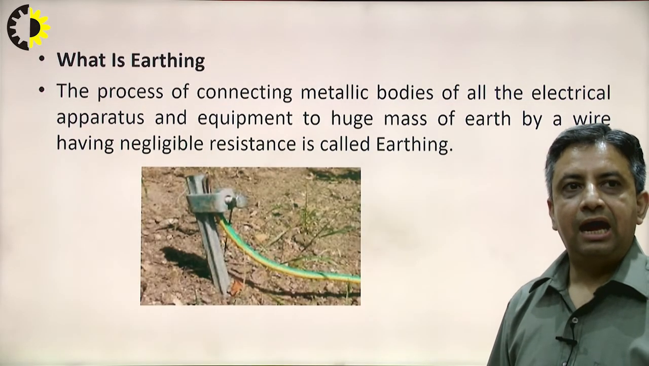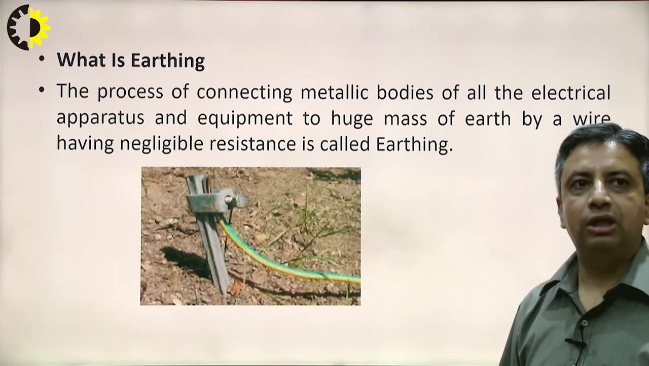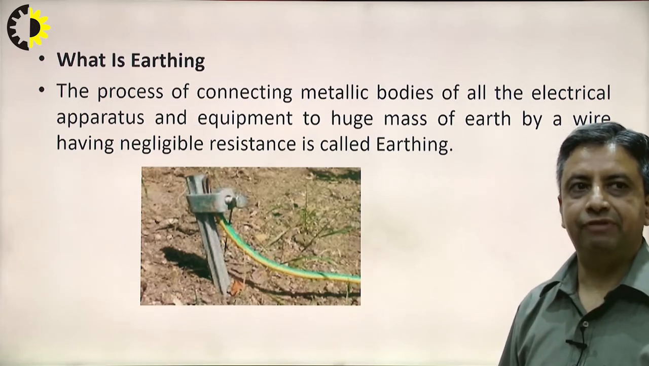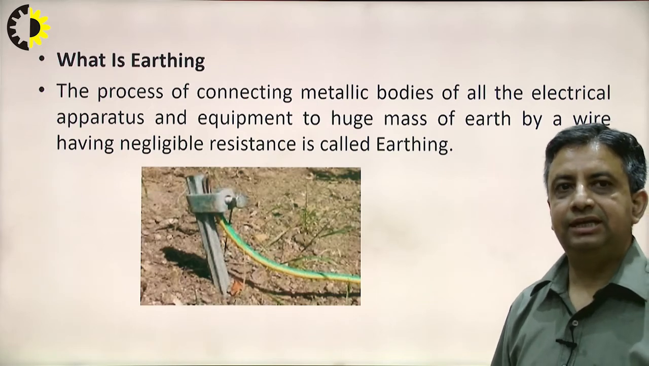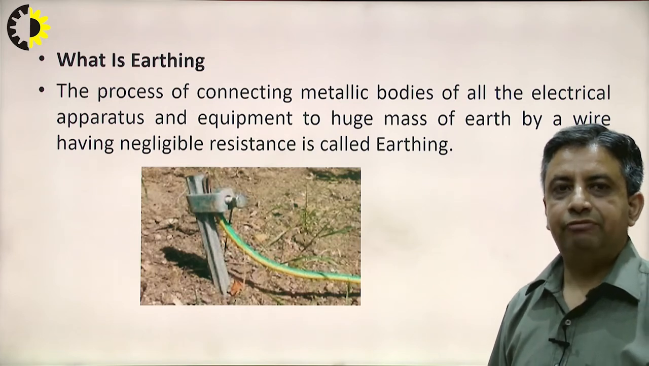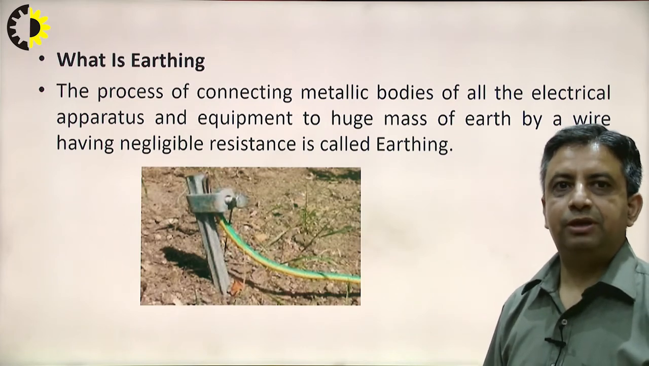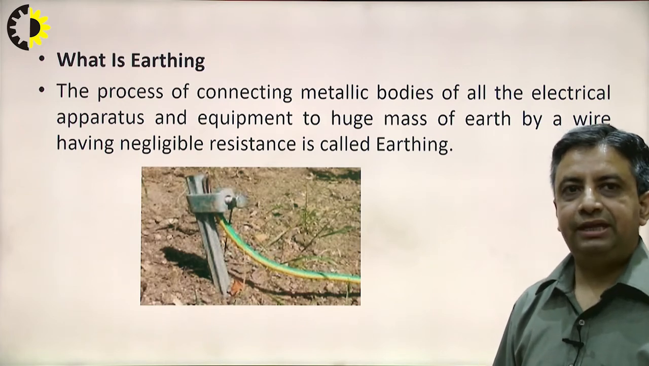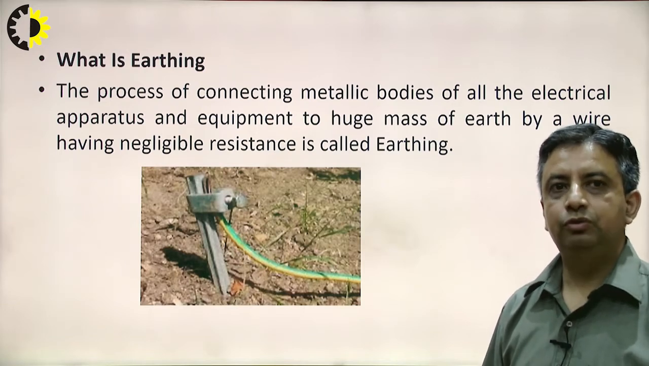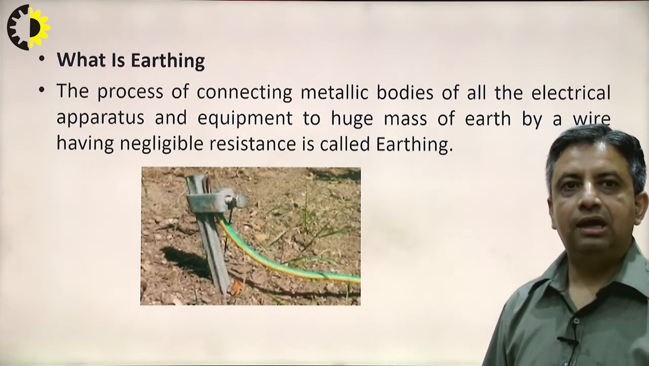Now, how do we define earthing? It is the process of connecting metallic bodies of all the electrical apparatus and equipment to the huge mass of earth by a wire having negligible resistance. It is called earthing. You might have seen in your home, if you look at any socket, whether it is a 6 ampere or 15 ampere socket, you will find there are 3 terminals. The lower two are generally used for phase and neutral, and the upper one, having more cross sectional area, is called the earthing terminal.